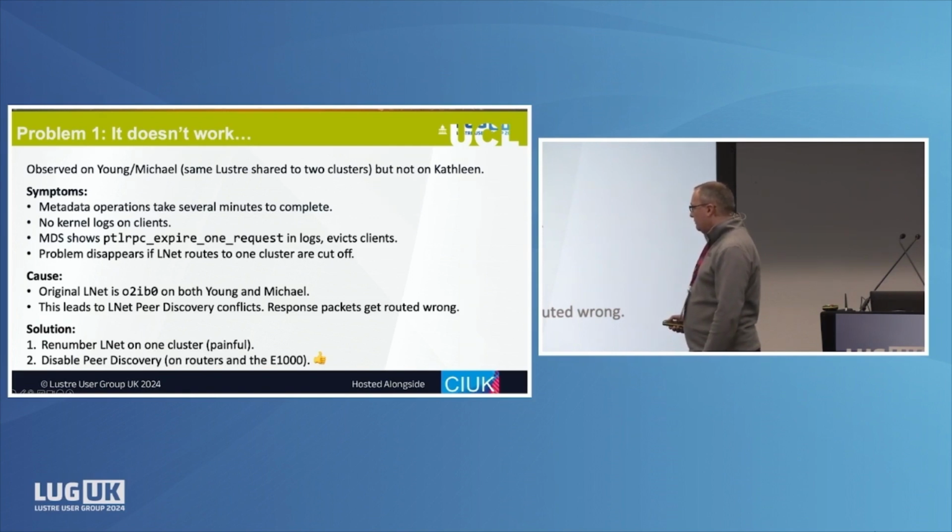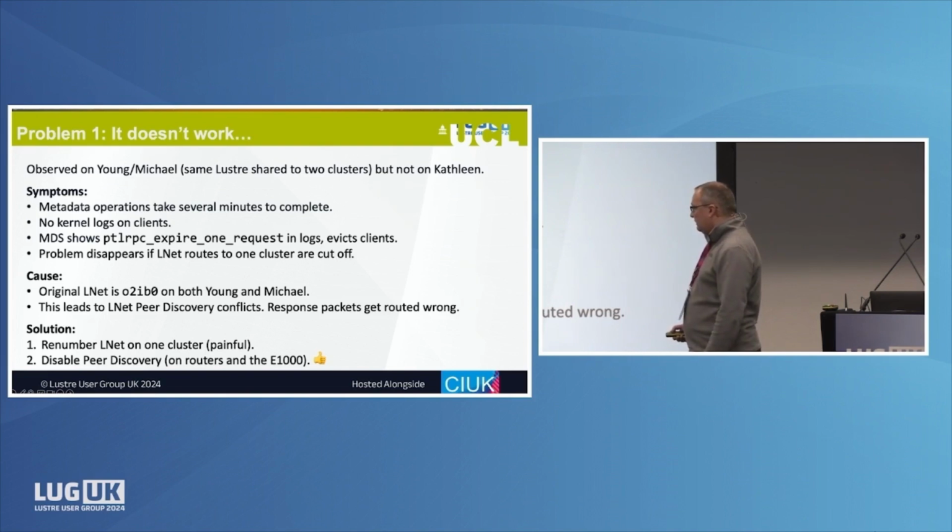After some discussion with our vendor, the cause was easily identified. Both the Young and the Michael side have their own original Omni-Path network, and the corresponding LNet is called o2ib, aka o2ib0, on both sides. Because LNet peer discovery was on, that led to routing conflicts where the LNet routers didn't really know where to send the Lustre traffic.